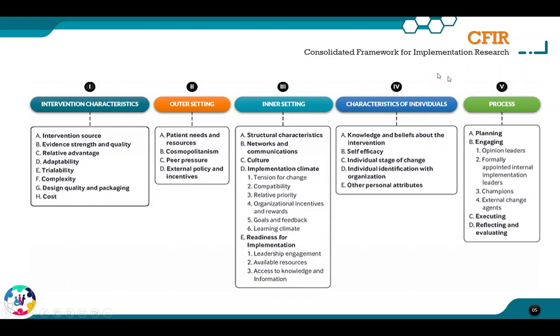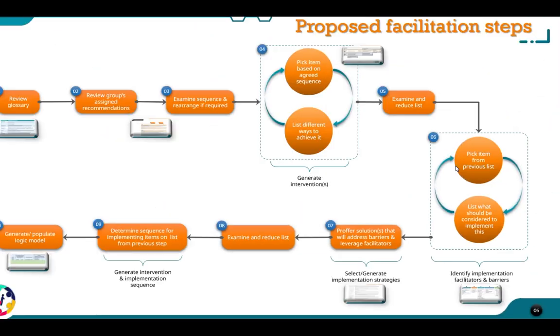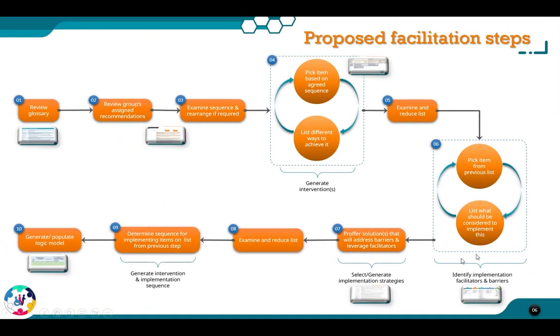Is there anything about the individuals who will implement the intervention, or those who are the target audience for the intervention that should be considered? What process factors should we be mindful of? Step 6 helps to identify implementation barriers and facilitators. The barriers and facilitators are examined in step 7 and strategies on how to address or leverage them are generated.